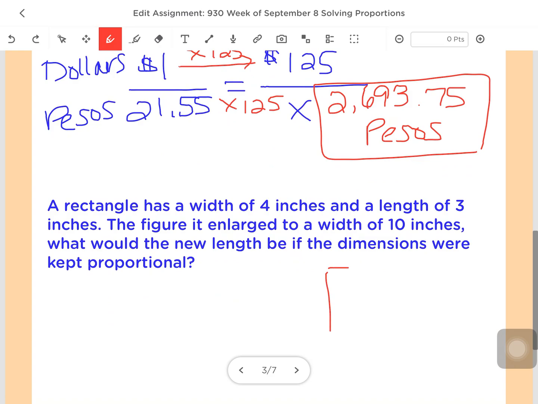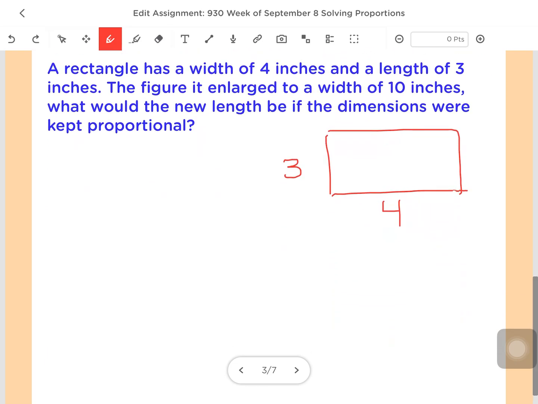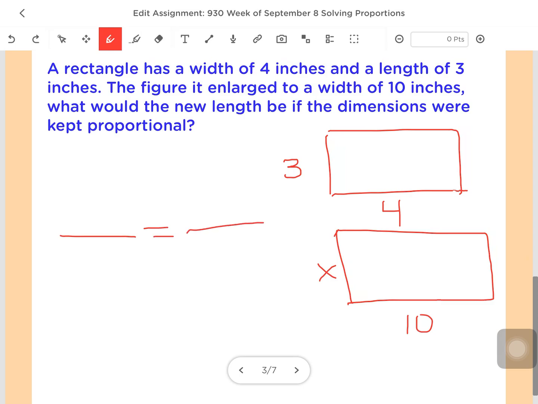So if I have a picture here to represent my situation, I've got a width of 4 and a length of 3. And now my picture is changing so that I have a width of 10. And I'm trying to figure out the length. So that's X. So I'm going to go ahead and set up my proportion.